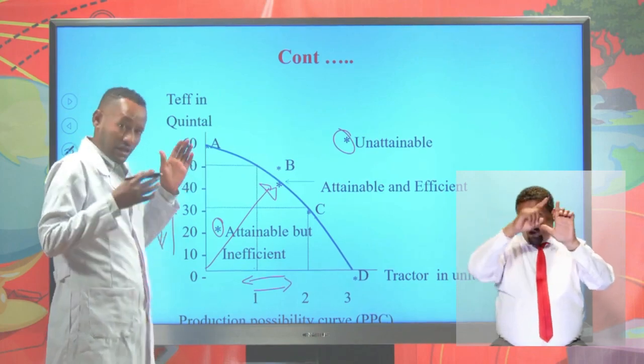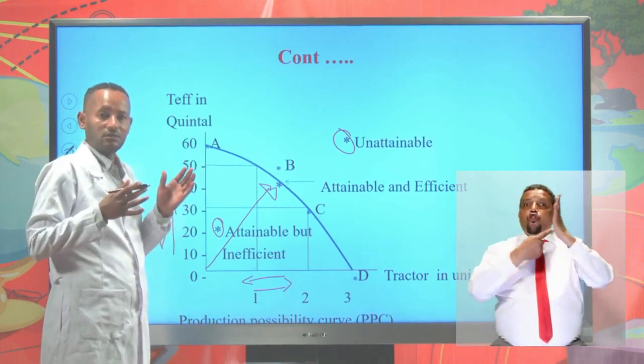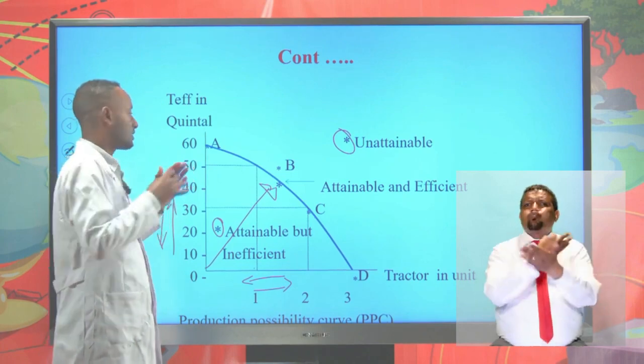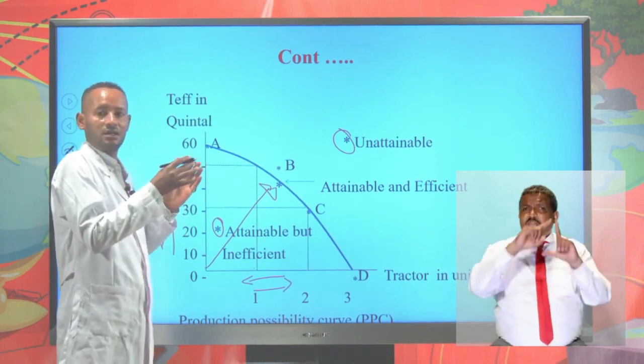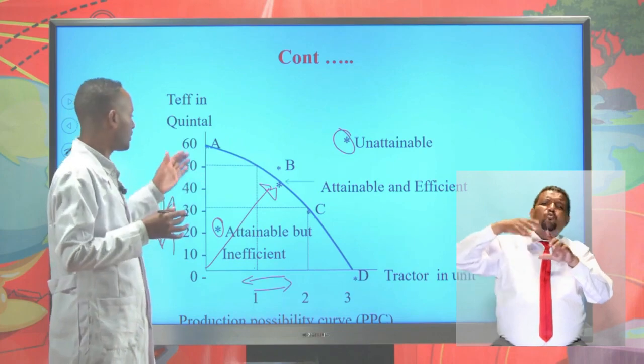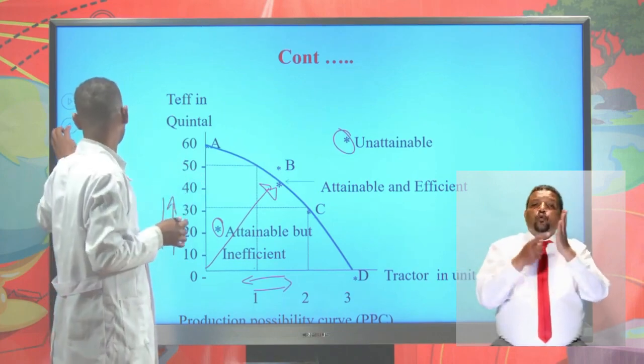If there is technological advancement, the production possibility curve will shift outward, and if there is backward technology, the production possibility curve will shift inward.